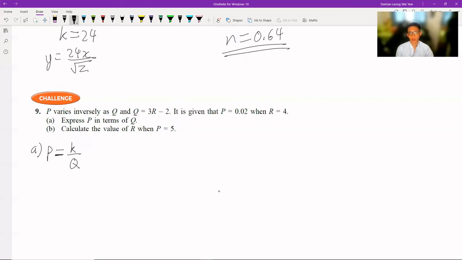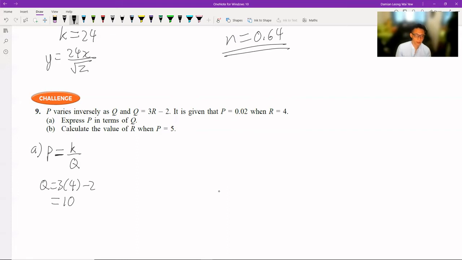So to express P in terms of Q, I need to find K. So I'm given P is 0.02 when R is 4. And also Q is 3R minus 2. Means when P is 0.02, Q will be 3 times R, R given is 4, minus 2. 12 minus 2 is 10. Means when P is 0.02, Q is 10.